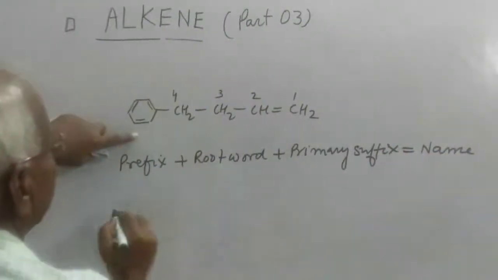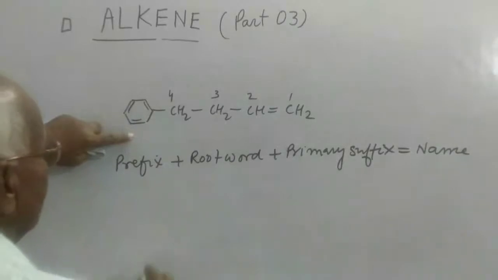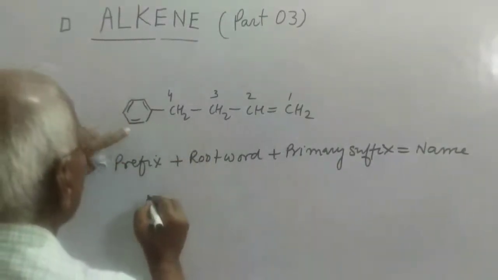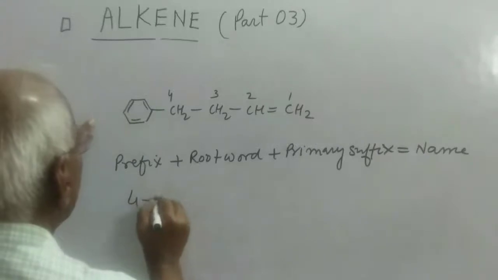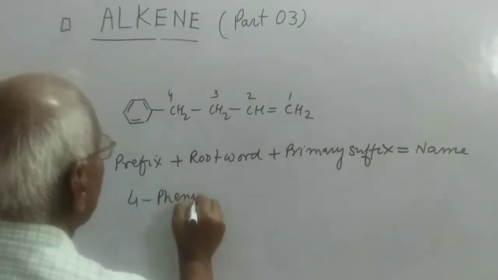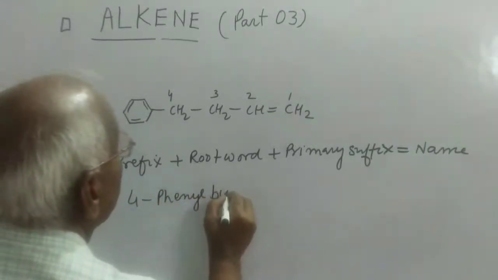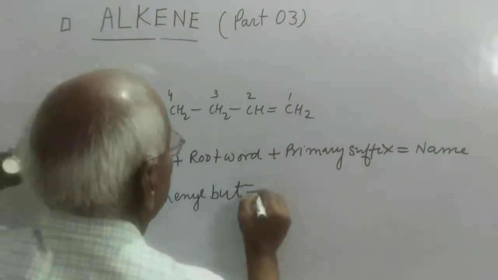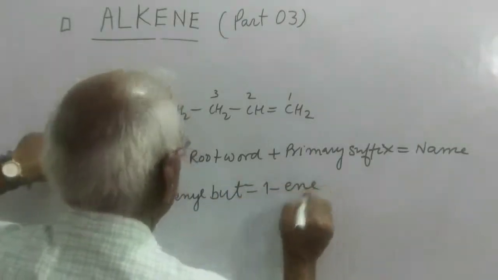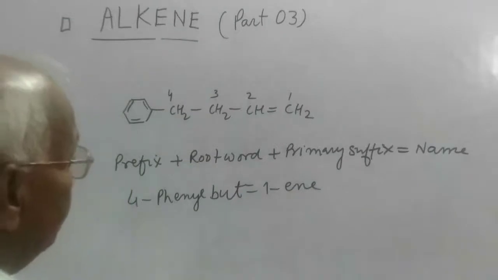The prefix is for the side chain or the substituent. So it is bonded to carbon number 4. This is a phenyl group, so 4-phenyl. Root word is but, primary suffix is ene. So this is 4-phenylbut-1-ene.